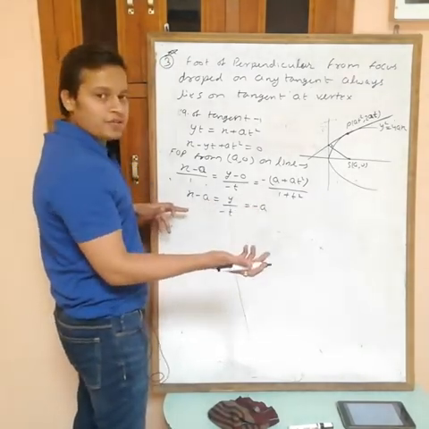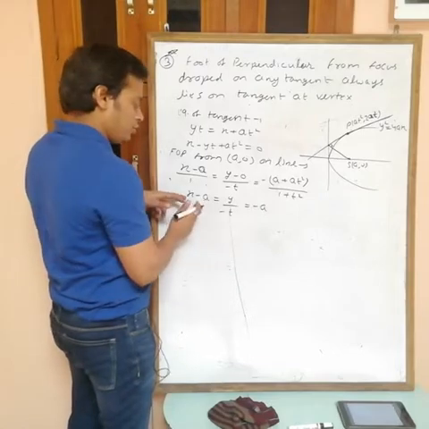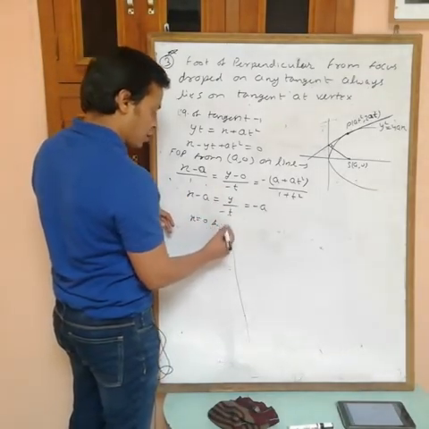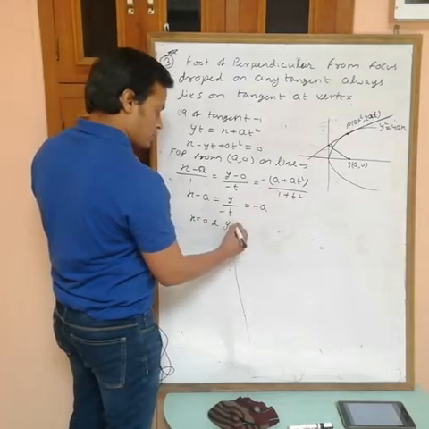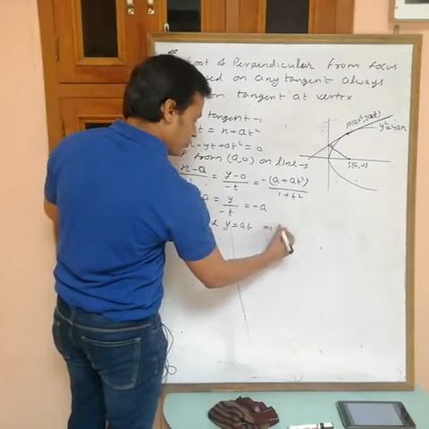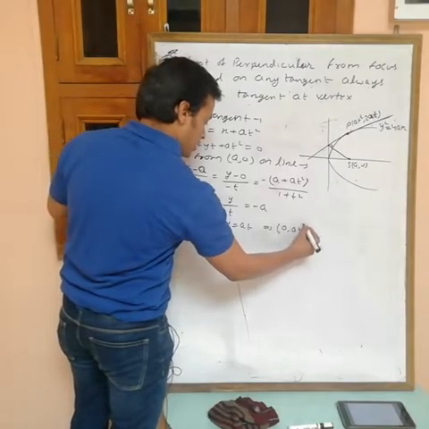This one equals to this one. We want value of x and y, na? Formula of foot of perpendicular. If you solve these two, minus a cancel out, x equals to 0, and if you solve these two, y equals to at, okay. So point is, we are getting point is 0 comma at, okay.